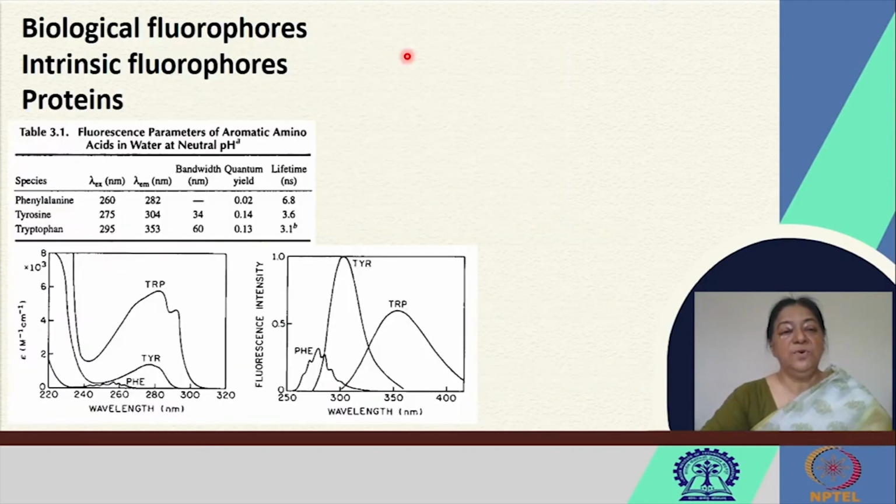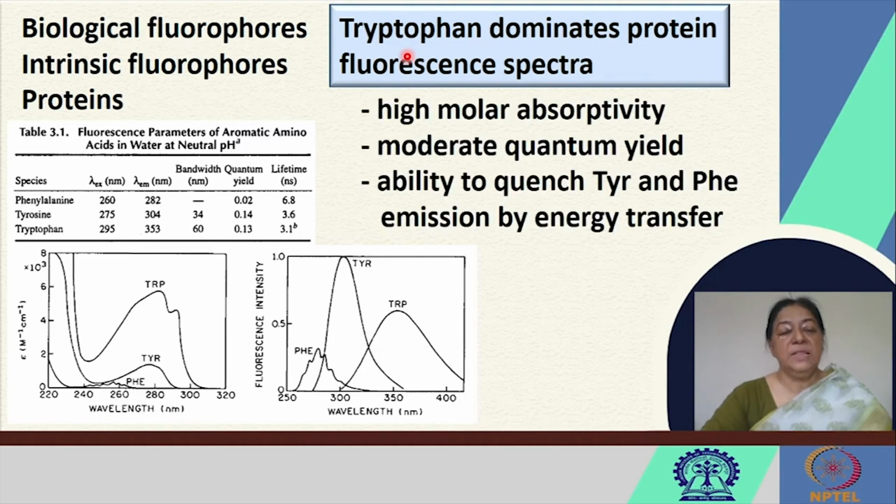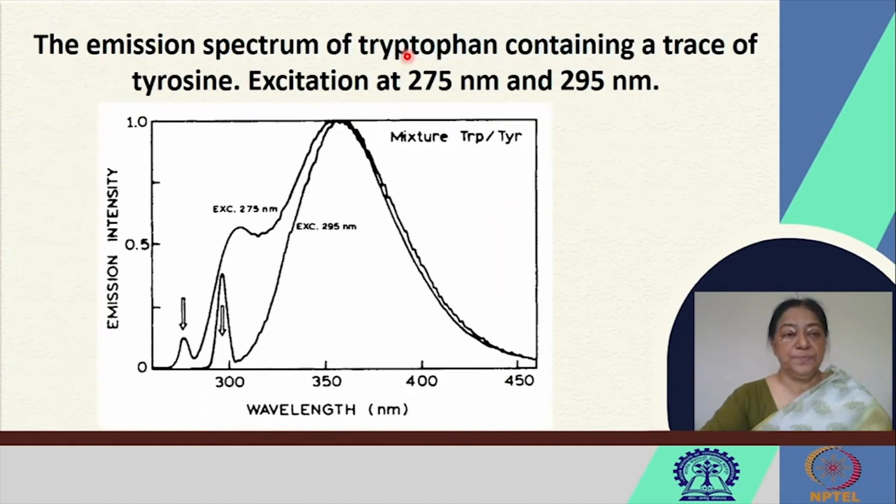So the biological fluorophores that we look at are the intrinsic fluorophores. We understand now that tryptophan dominates protein fluorescence spectra. This is because it has a high molar absorptivity, even though it has moderate quantum yield, and it has the ability to quench tyrosine and phenylalanine emission by energy transfer.